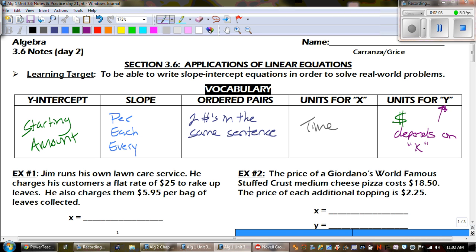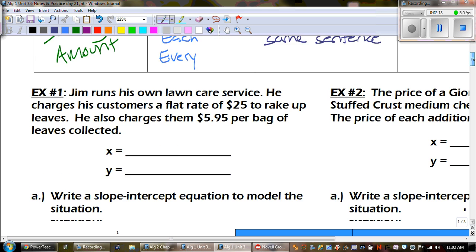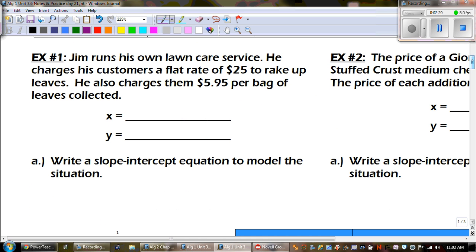So since this is day 2, we're going to do one example together. I'm going to let you kind of do example number 2 on your own, and we'll keep checking in. And then we'll do 3 together and then 4 on your own. Okay? So let's go ahead and read.